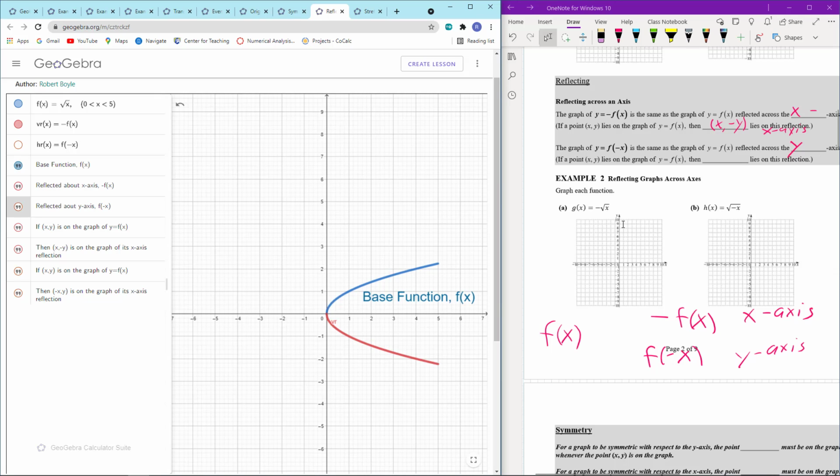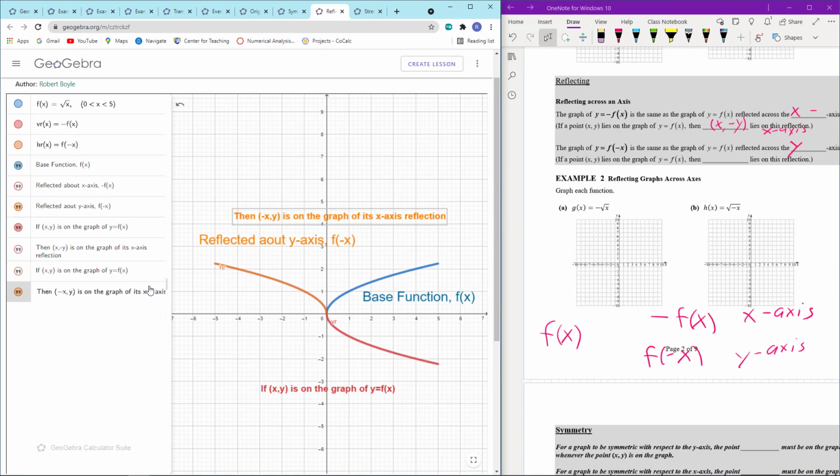So that basically is part A. And then for part B, that is basically a reflection about the y-axis, so it will look like that. And the comments that we made also apply here. If x, y is on the graph of y equals f of x, the graph of negative x, y will be on the graph of its y-axis reflection. And that is pretty much all that we have to say about reflection.